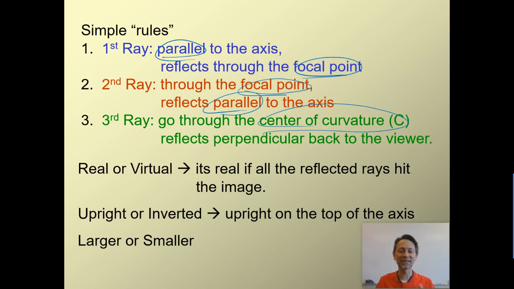And then there are 3 things that we want to find out for each of those images. We want to know, is the image real or virtual? It's real if all of the reflected rays hit the image, and it's virtual if you have to draw any of those dotted lines behind the image. If any of the dotted lines, it makes it a virtual image, and if the reflected rays actually hit it, it's real. Upright or inverted: it's upright if it's going upright, and it's inverted if it's going the other way. And larger or smaller is just what it sounds like. Is the image larger than the original, or is it smaller than the original?